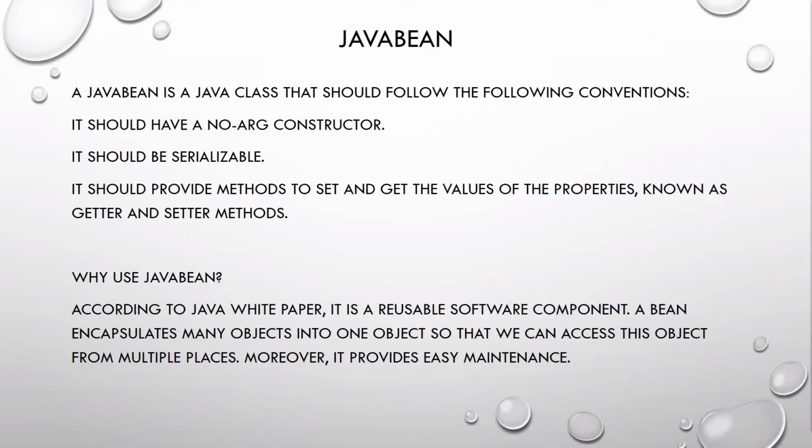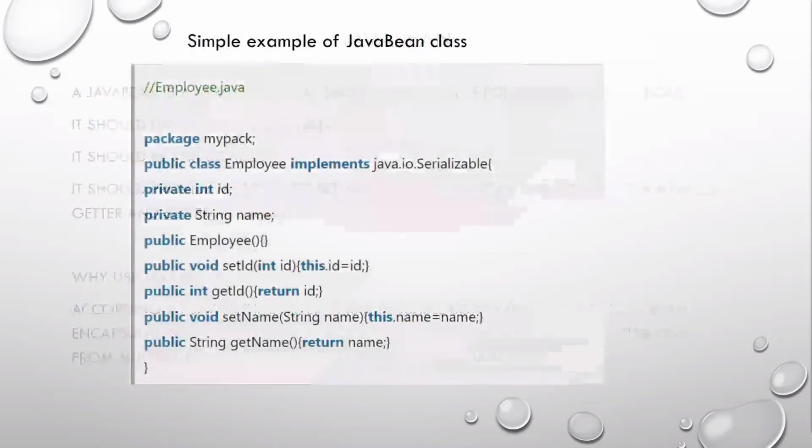Why do we use Java Bean? According to the Java white paper, it is a reusable software component. A bean encapsulates many objects into one object so that we can access this object from multiple places. Moreover, it provides easy maintenance. Here is some code of a simple example for a Java Bean class.